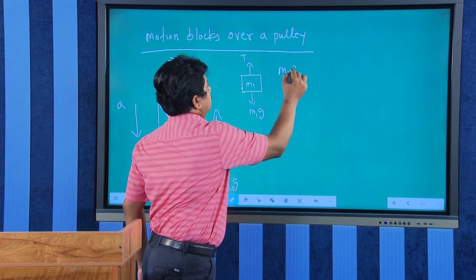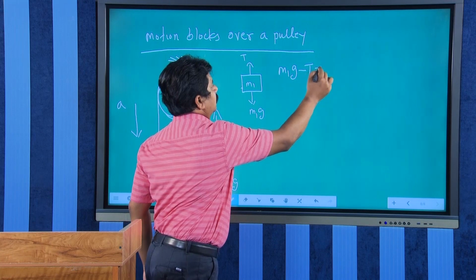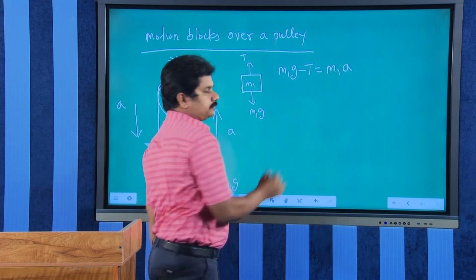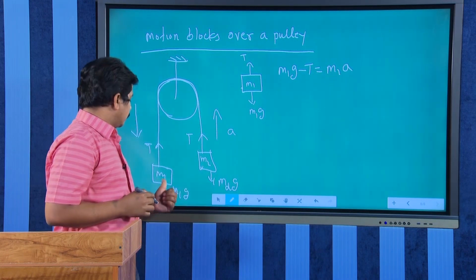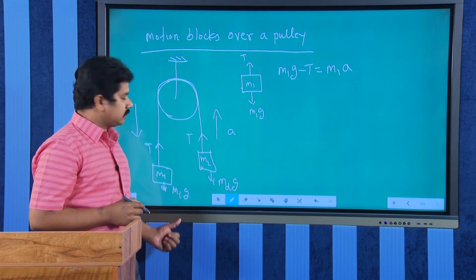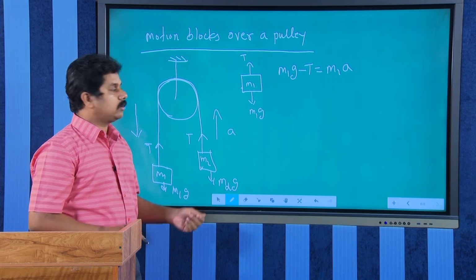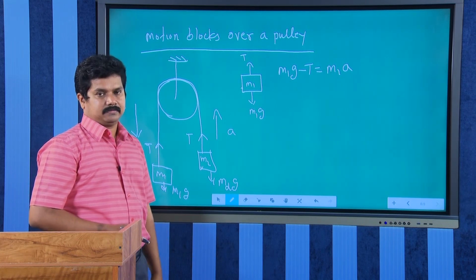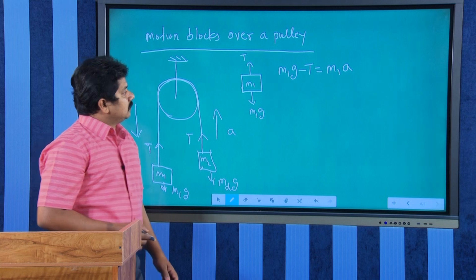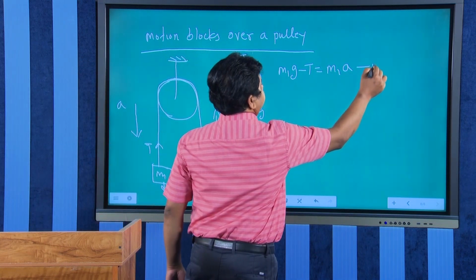M1 g minus T equal to M1 a, right. Force acting on this M1 is M1 g downward, T upward. So, M1 g minus T equal to M1 a. Okay. So, we have equation 1.